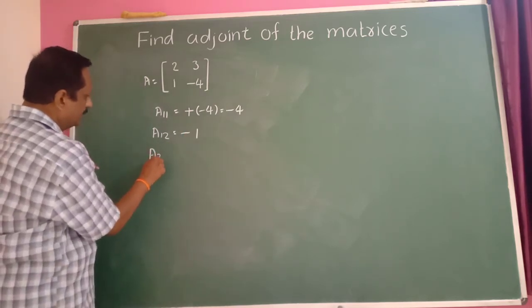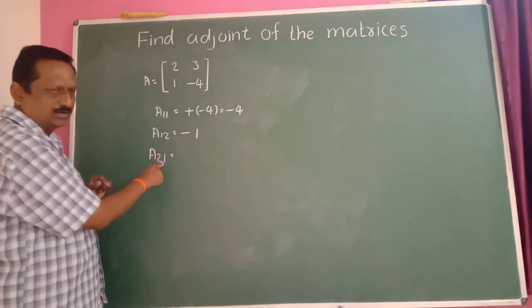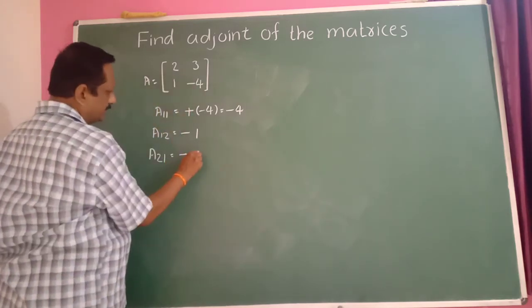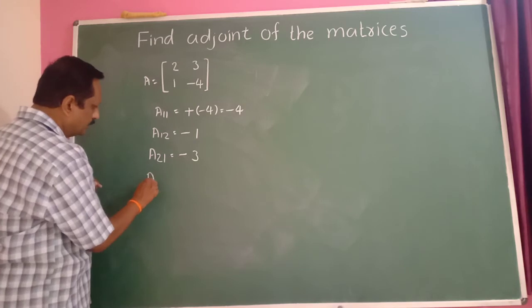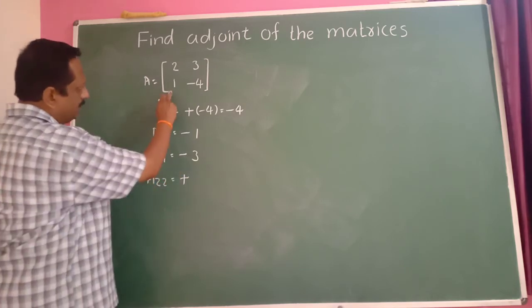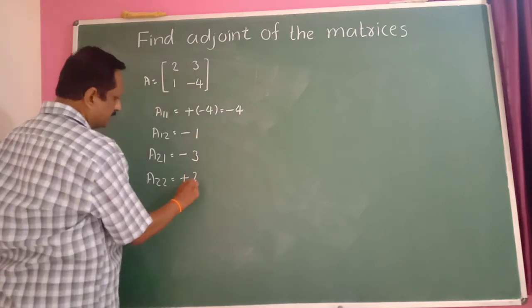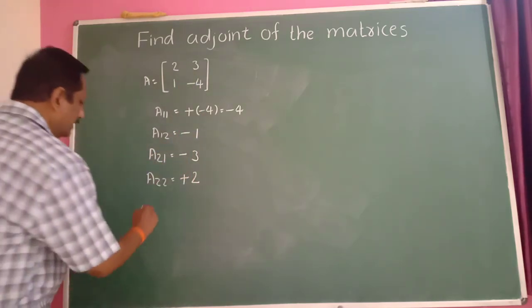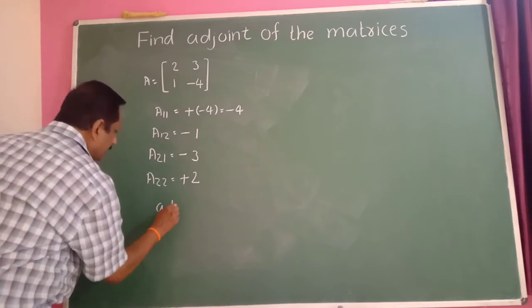Then A21: 2 plus 1 is 3, an odd number, so take the minus sign. Deleting the second row and the first column, it is 3 here. Then A22: take the plus sign. Deleting the second row and second column, it is plus 2 here. Therefore, these are the cofactors. Then the adjoint of the matrix.